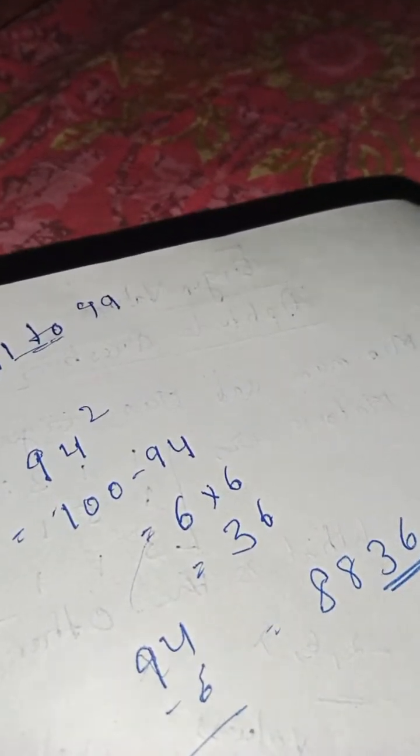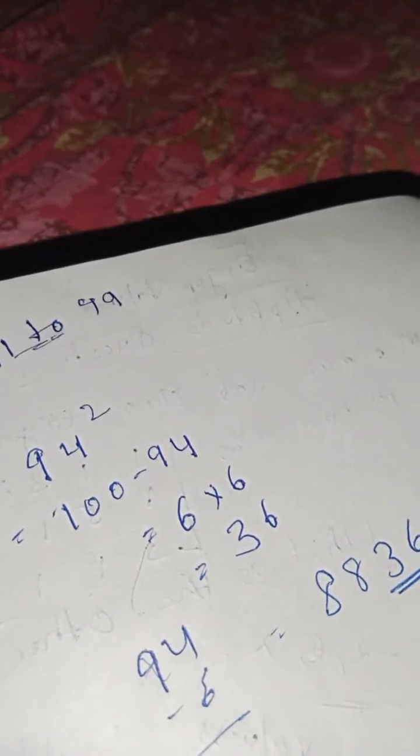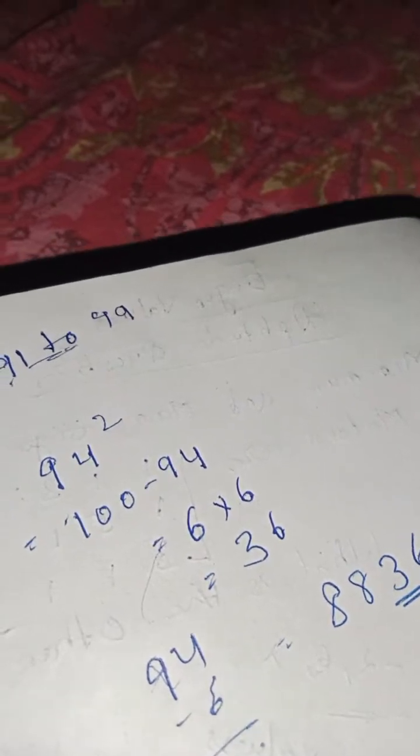So we can also check here, 94 into 94, 8836. अगर आप चेक कर रहे हैं तो 94 इंटू 94 अपन को क्या आया 8836। सो व्हाट वी गॉट हियर 8836। दिस इज द स्क्वायर of 94. This is an easy process to find the square of 94.